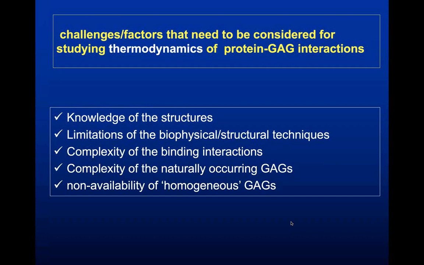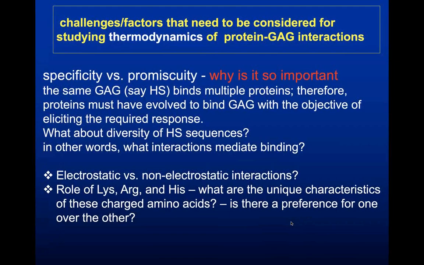Okay, so what are the challenges or factors that need to be considered for studying thermodynamics? The basic knowledge we need is the structures, or structural models, and intrinsic to that is the limitation of the structural techniques, or biophysical techniques, as the case may be, the complexity of the binding interactions, the complexity of the naturally occurring GAGs, and the non-availability of homogeneous GAGs.